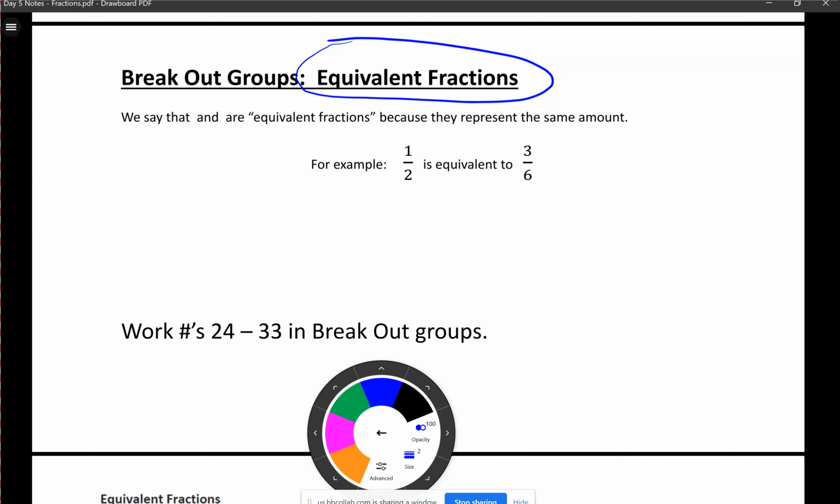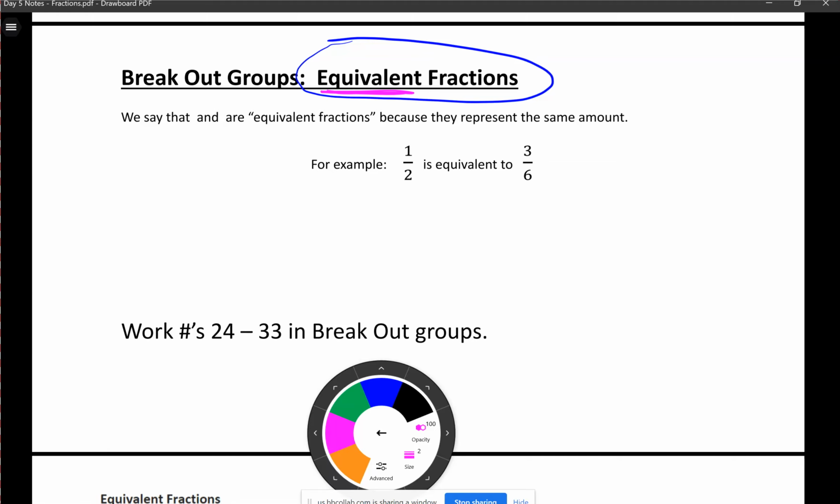Okay. So equivalent is a special word in math. Equivalent means there's two things that represent the same amount, but they look different. So for example, if I give you a dollar bill and you give me a dollar bill back, that's equal. But if I give you a dollar bill and you give me 4 quarters back, that's equivalent. 4 quarters looks different than a dollar bill, but it's worth the same.